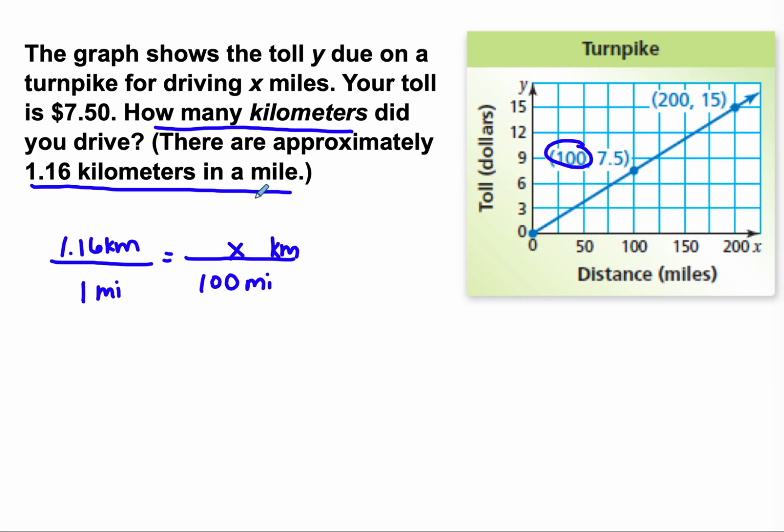All right. So we can do a side-to-side pattern. We can do cross products. I'm going to do a side-to-side multiplication pattern on this one. I know that 1 mile times 100 equals 100 miles. So I'm going to do 1.1600 kilometers times 100 to figure out how many kilometers I actually drove. When you multiply 1.1600 by 100, it's like moving that decimal 2 places over to the right. So 116 kilometers is going to be my answer on that one.